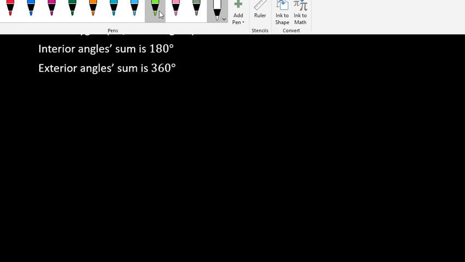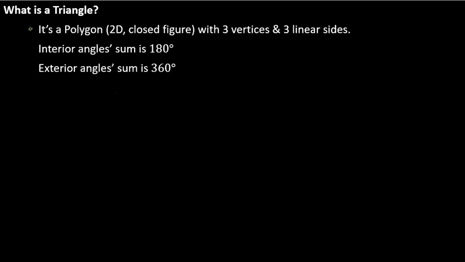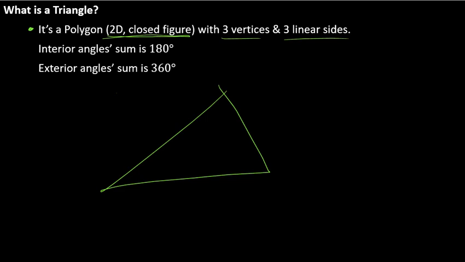What is a triangle? Okay, so a triangle is a polygon. It's a fancy way of saying a two-dimensional closed figure with 3 vertices and 3 linear sides. So, more or less, there's a triangle. Okay, it has 3 vertices, A, we'll call this guy B, and this guy we'll call him C. And it has 3 linear sides, A, B, and C.